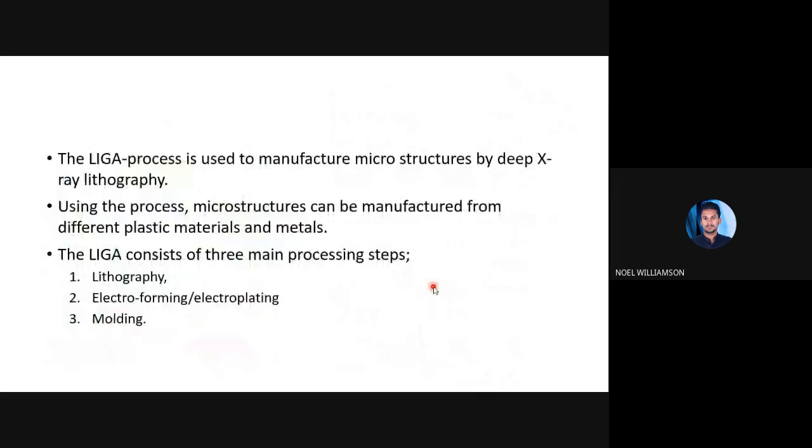So it is used to manufacture microstructures. By how? By deep X-ray lithography. So this can be used with different plastic materials or metals. You can use plastic materials, metals, etc. And the basic 3 steps are: first one, lithography, that is we are radiating with the X-ray, then electroplating, and finally molding. So these are the main steps.